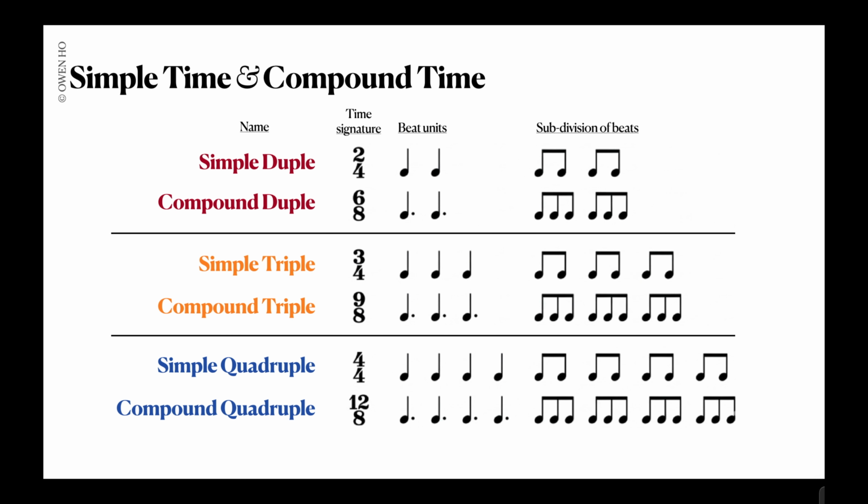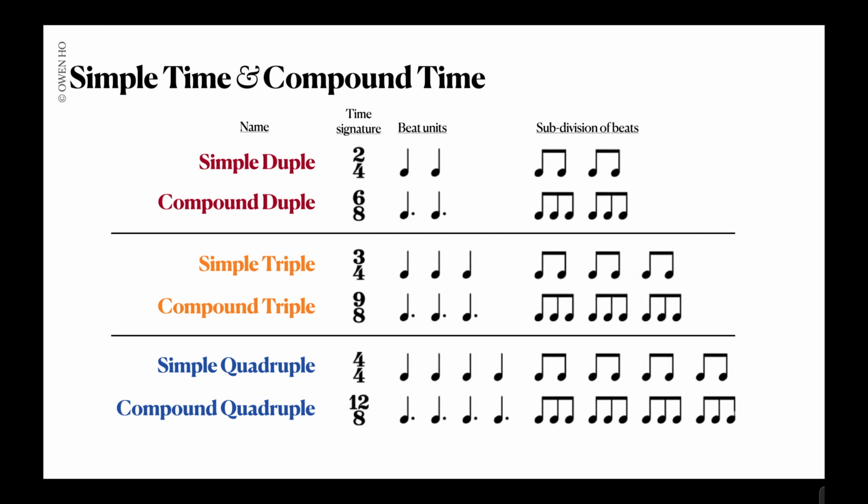And then for the compound quadruple, we always have the number 12 on top, and the bottom number doesn't matter. And in this case of a 12/8 here, we have 4 dotted crotchets in every bar. When we divide them, again as with any compound time, we divide them by 3. So in effect, it becomes 1-and-a, 2-and-a, 3-and-a, 4-and-a, a total of 12 quavers, therefore a 12/8.